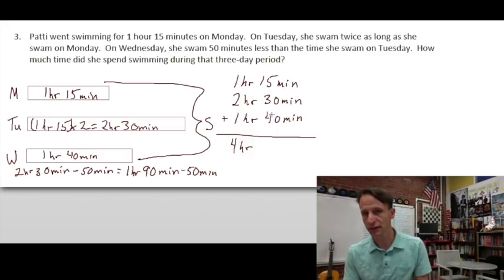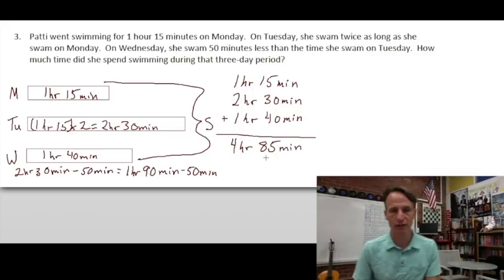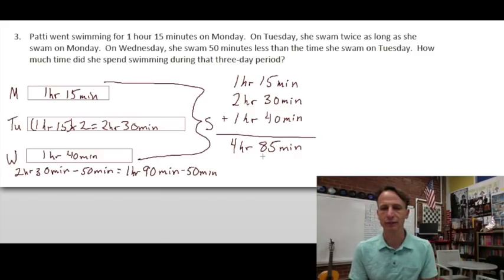45 and 40, 85. Good. Okay, now when we look at that, we say, okay, we can't leave it as that monstrosity. But look, we can look at 85 minutes and say what? We can compose out of there an hour. We can take out of there 60 minutes, which equals 1 hour, and that leaves us with another 25 minutes.